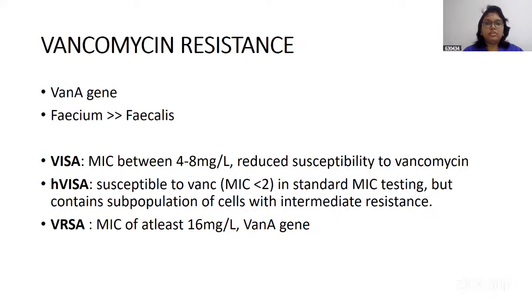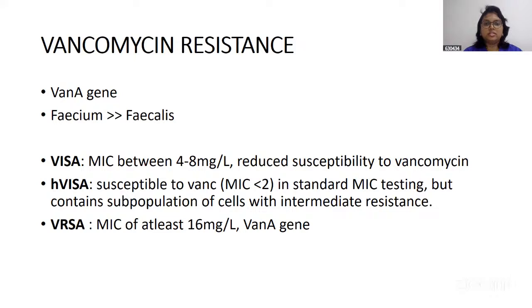Now, there is some terminology with respect to vancomycin resistance. That is vancomycin-intermediate Staphylococcus aureus, VISA. Here, the MIC for vancomycin would be around 4 to 8 mg per liter. There is a reduced susceptibility to vancomycin, but can we still use vancomycin? Yes, maybe, with good doses we can start, and then we have to look for any treatment failures. Close monitoring is required, but usually it is not suggested to start with vancomycin.